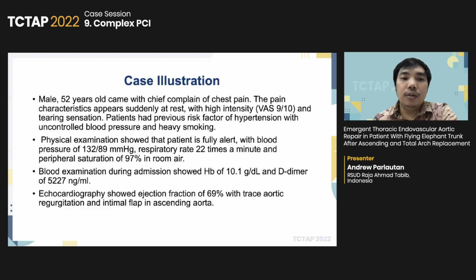So for the case illustration, we have a 52 years old male, came with the chief complaint of chest pain. The pain characteristic appears suddenly at rest with high intensity with pain score 9/10 and also a tearing sensation.